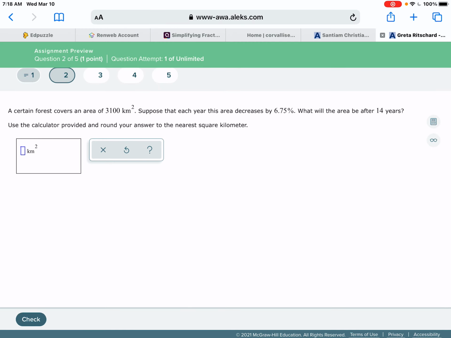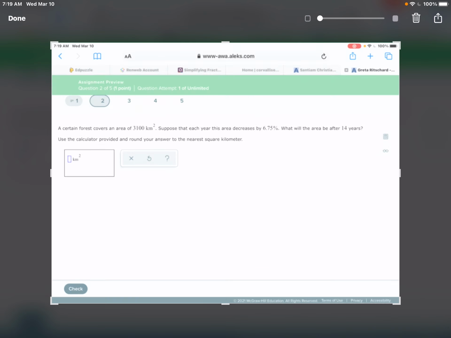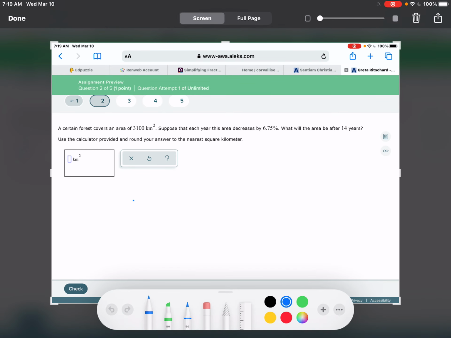I'm not grabbing the corner for a screenshot, just right here. Okay, so we have the amount equal to, the initial amount was 3,100. That's our P, times 1 minus, in this case, we're going to subtract 6.75%. That's 0.0675. Okay, remember, when we're doing percents, we always move the decimal 2 spaces. And then the exponent in this case is going to be 14, because we have 14 years.